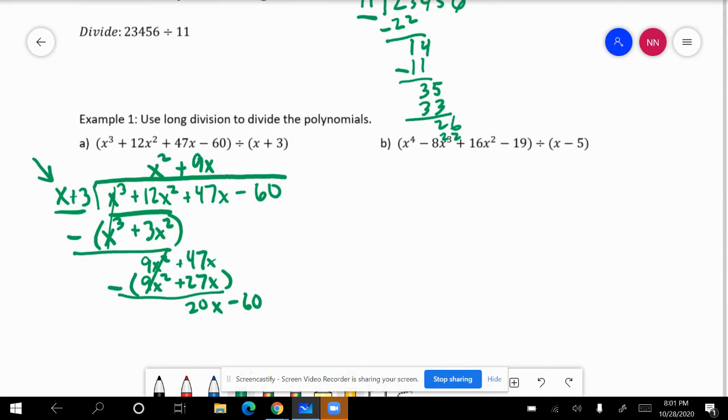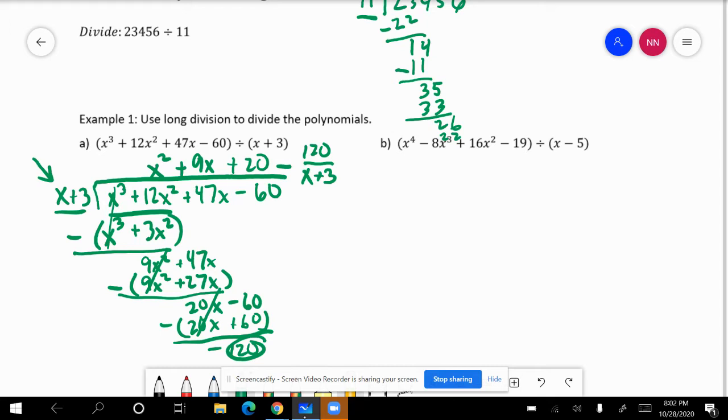Now, when we're looking at the polynomial, we're going to see how many times x goes into 20x, which would be 20. And that would be 20x. 20 times 3 gives us 60. We subtract. The x's cancel. We get negative 120. So we go minus 120. Since that's a remainder, there's nothing else, over x plus 3. And that right there is long division.